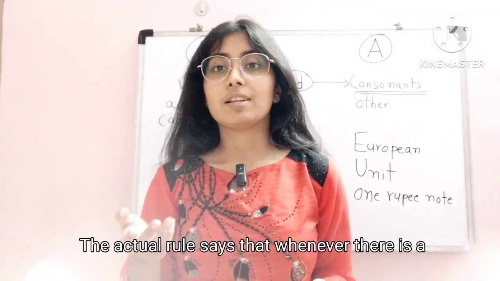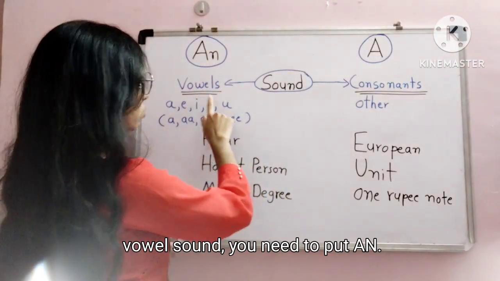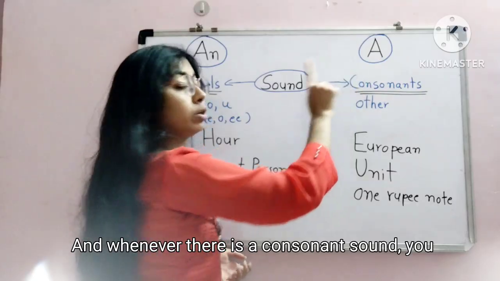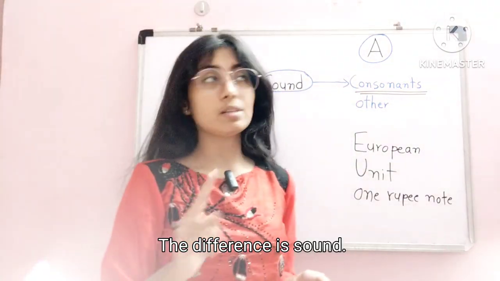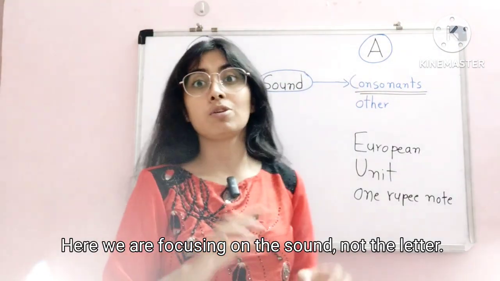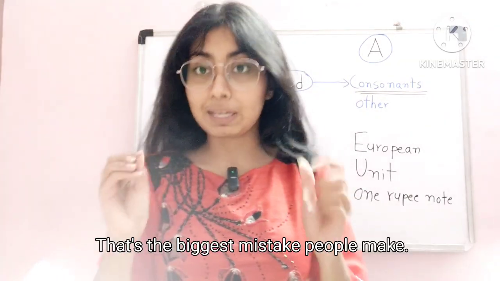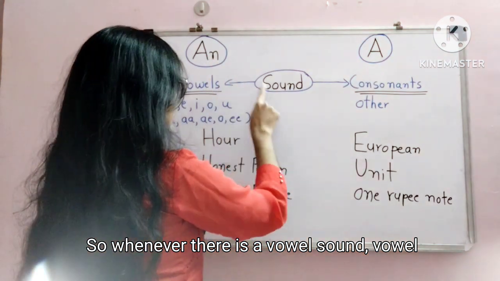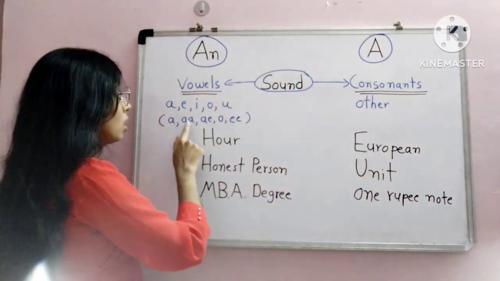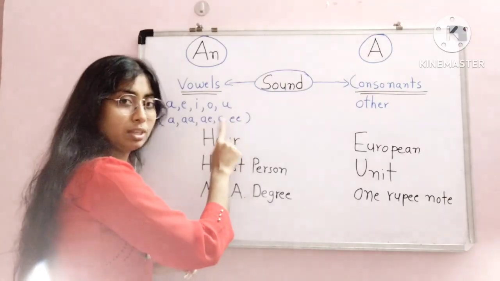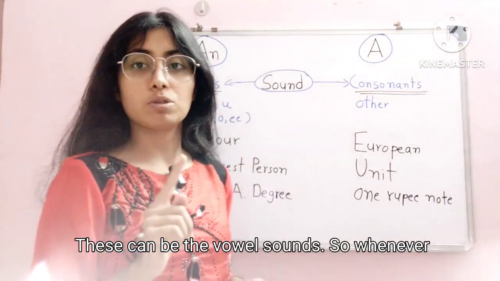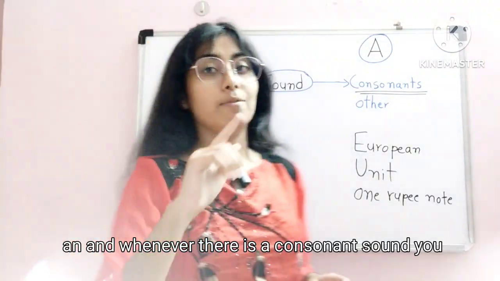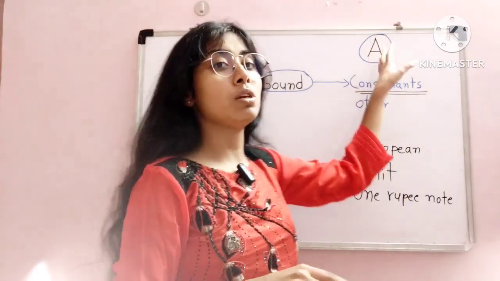Now I'll tell you about the actual rule. The actual rule says that whenever there is a vowel sound, you need to put an. And whenever there is a consonant sound, you need to put a. The difference is sound. Here we are focusing on the sound, not the letter. That's the biggest mistake people make. So, whenever there is a vowel sound, it can be a, e, i, o, u. These can be the vowel sounds. Whenever there is a vowel sound, you need to put an, and whenever there is a consonant sound, you need to put a.